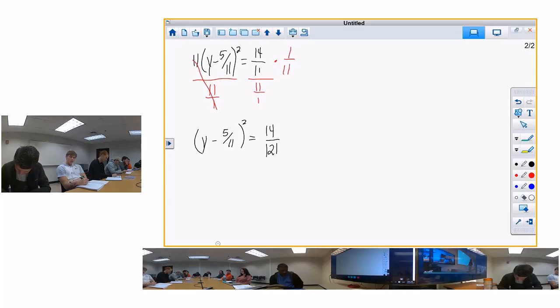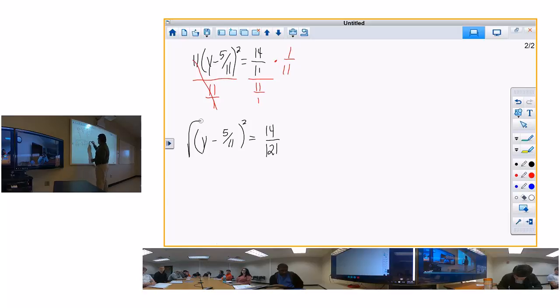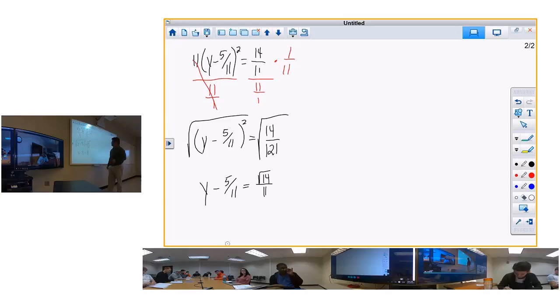Take the square root of both sides. y minus 5 over 11 is equal to the square root of 14 over 11. And now your final answer: y is equal to the square root of 14 plus 5, over 11.